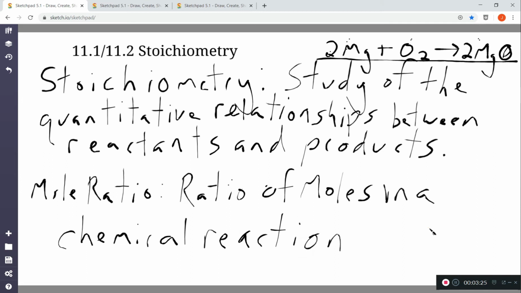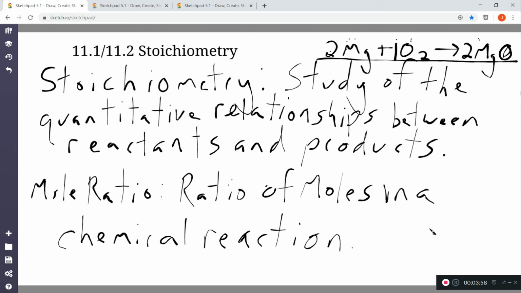So if we look at our equation again, the ratio of magnesium to oxygen gas is 2 to 1 because the coefficient of magnesium is 2 and the coefficient of oxygen is 1. The ratio of magnesium to magnesium oxide is 2 to 2, which you could reduce down to 1 to 1. And the ratio of oxygen gas to magnesium oxide is 1 to 2. So that is what a mole ratio is.